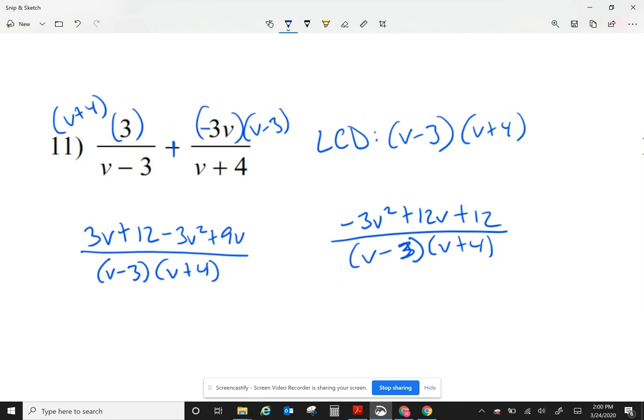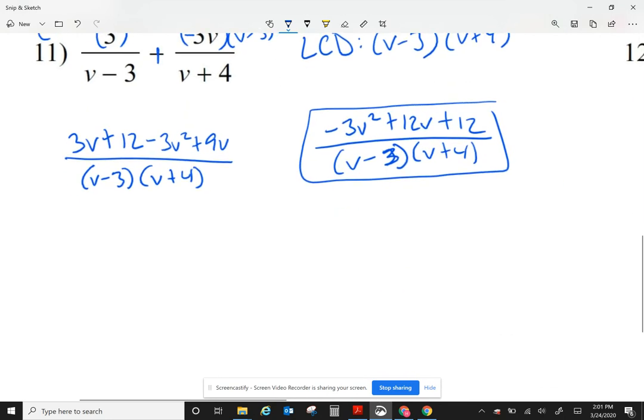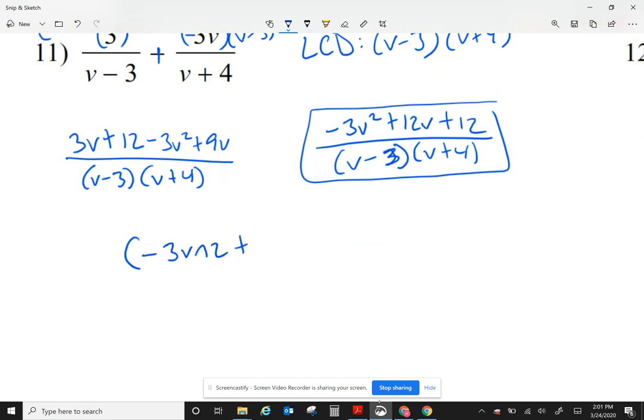I know I can factor a 3 from the top, but I will not factor it. Remember I said you don't have to factor the top. You could if you want to. Now the way I will type that, on the top I have a negative 3v to the second plus 12v plus 12 over the bottom. I'm going to have a whole set of parentheses, and I'm going to have v minus 3 and then v plus 4. Once again, no spaces.